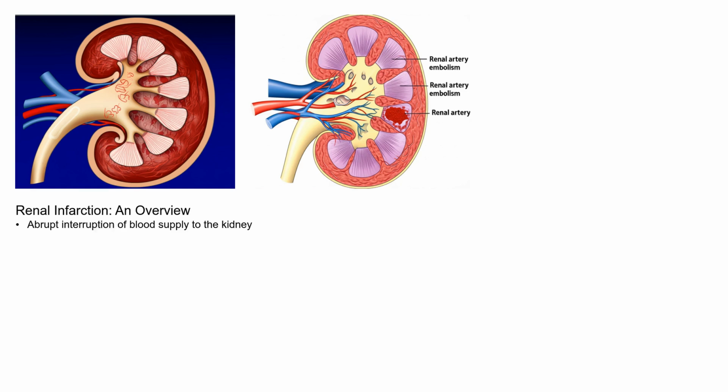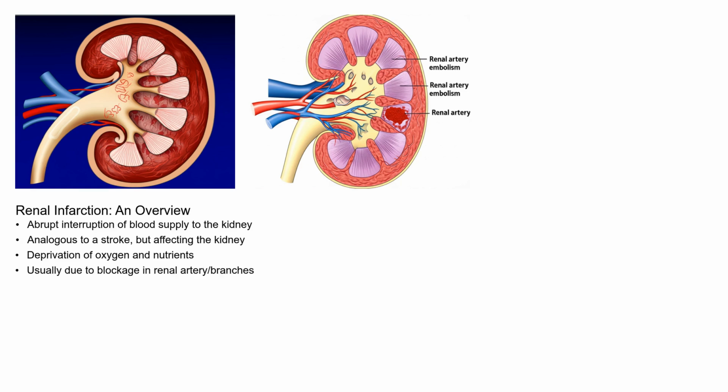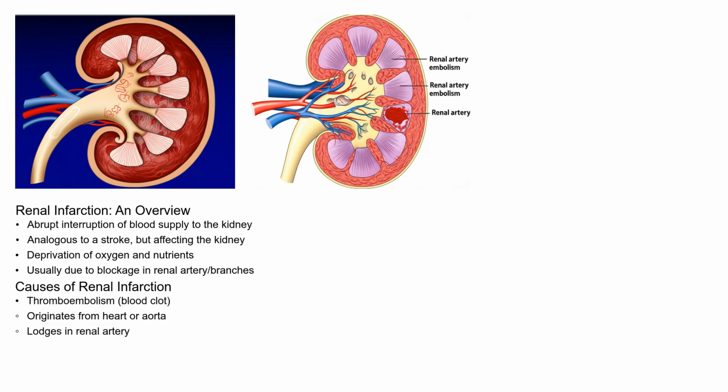This usually happens due to a blockage in the renal artery or one of its branches. Think of it like a stroke, but instead of the brain, it's the kidney that's being deprived of oxygen and vital nutrients. The most common culprit is a blood clot, technically called a thromboembolism, which travels from another part of the body, often the heart or aorta, and lodges in the renal artery.